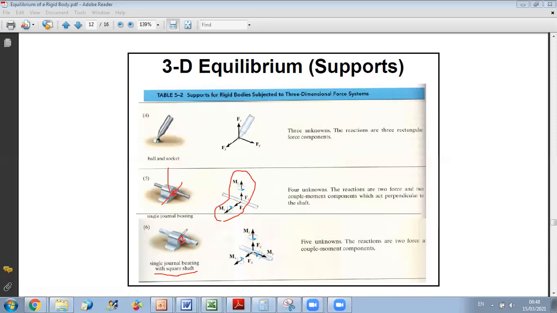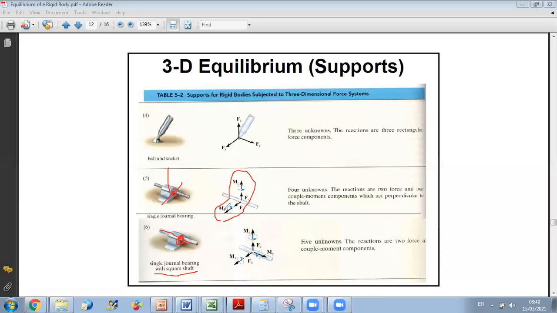Look, if I have a square shaft, can I rotate the shaft around its axis? Try to imagine it. Can you rotate a square shaft about its axis? No, because here, due to the support form of a square, you cannot rotate the rod inside the bearing. Therefore, in addition to the four reactions developed by a single journal bearing with a circular shaft, you should add to it the constraint that I cannot rotate also around the axis of the rod.